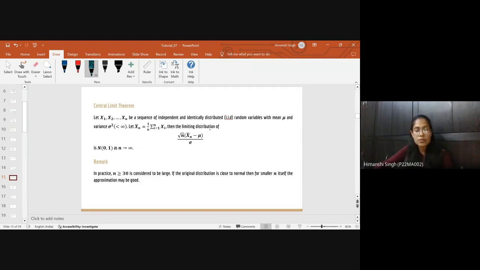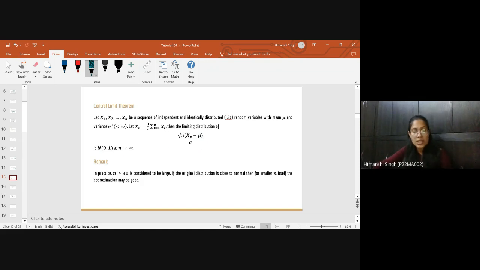Basically, limiting distribution means that if I go on increasing the sample size towards infinity, then the distribution of this quantity, Xn bar minus mu upon sigma multiplied by root n, will be normal 0, 1. That is a standard normal, which we have already seen is a little easy to tackle, and we also have the tables. We just fit this normal distribution and find out the values of the probabilities.